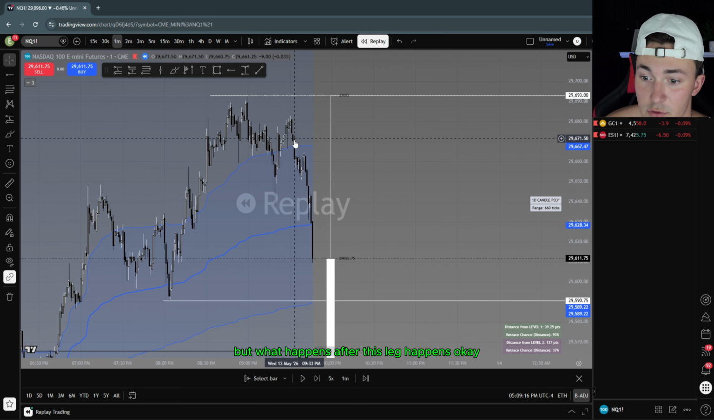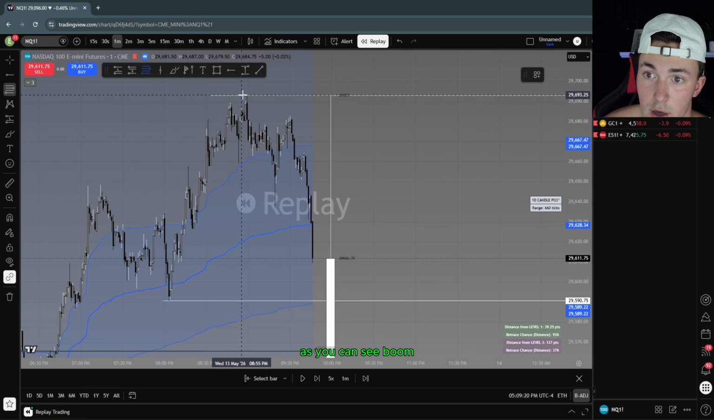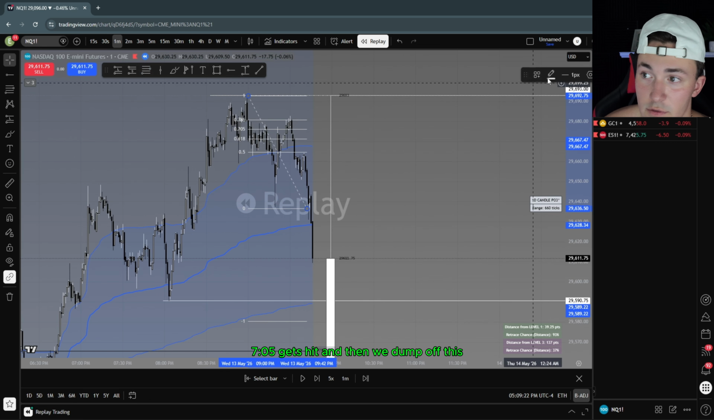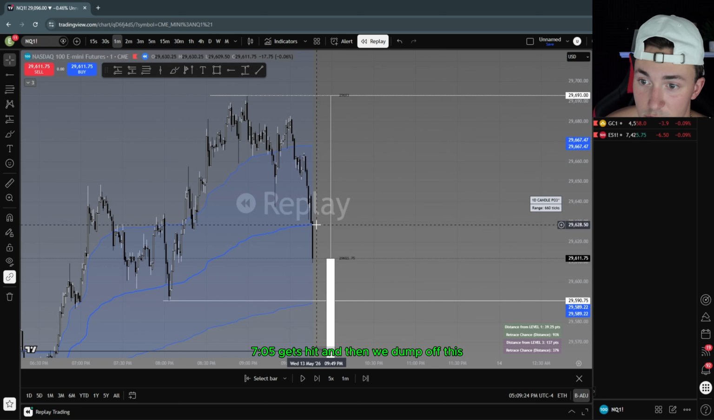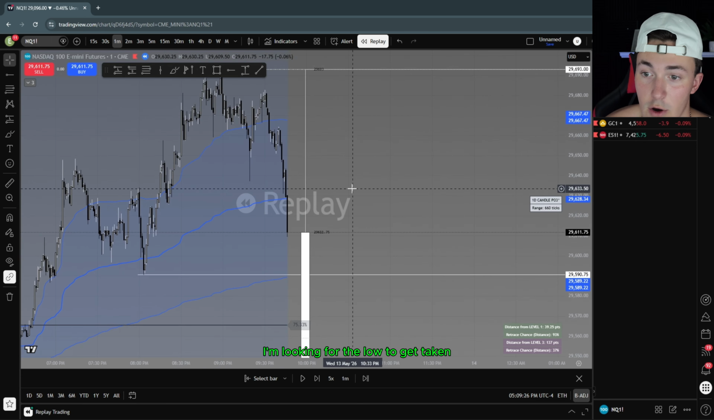But what happens after this leg happens? Okay, we pull back into OTE of this range right here. As you can see, boom, 705 gets hit, and then we dump off this. Okay, so what am I looking for now? I'm looking for the low to get taken because we shifted structure.